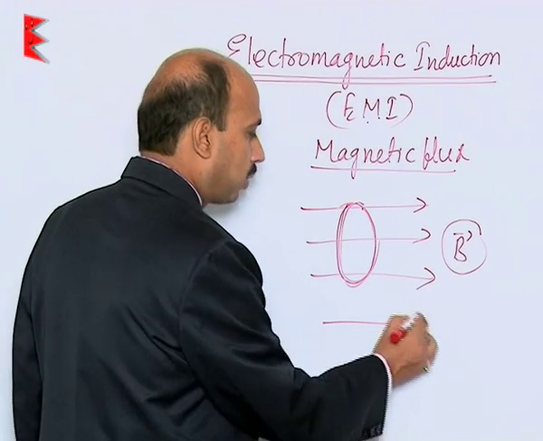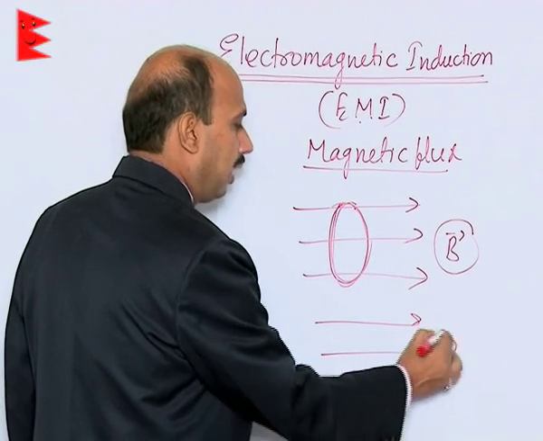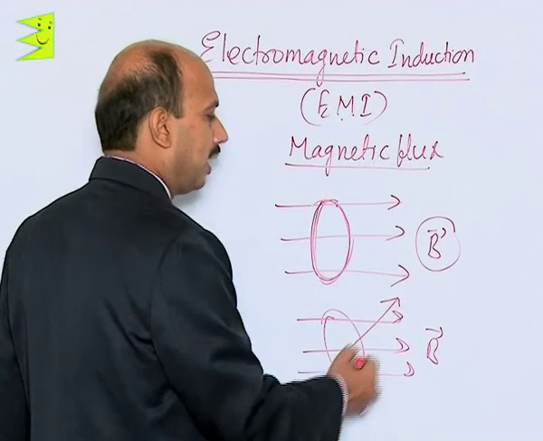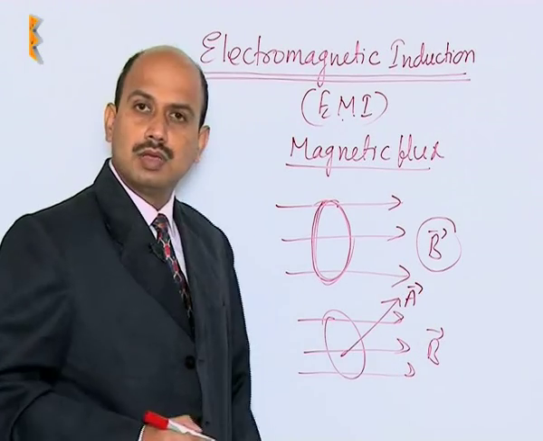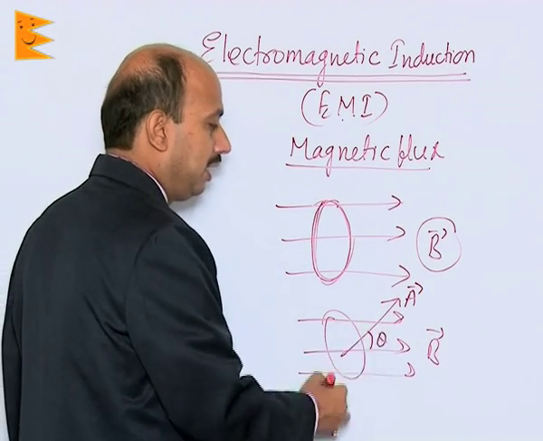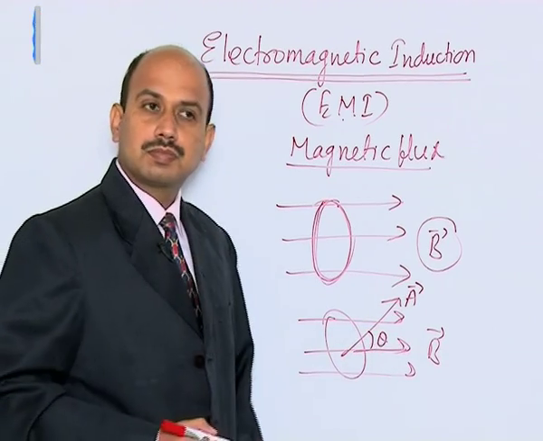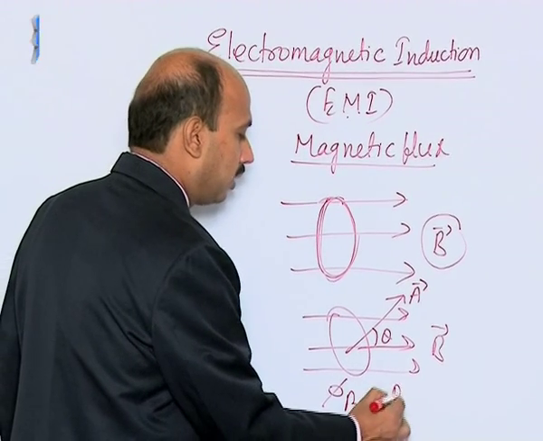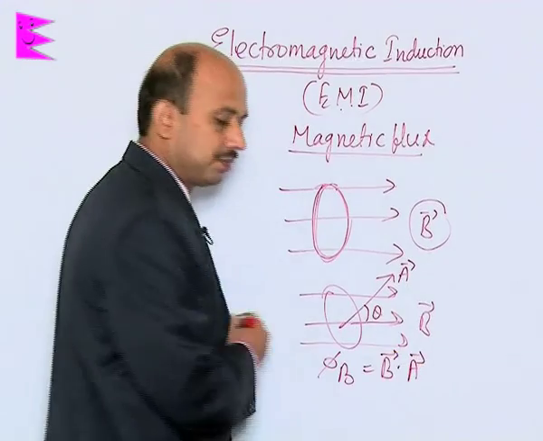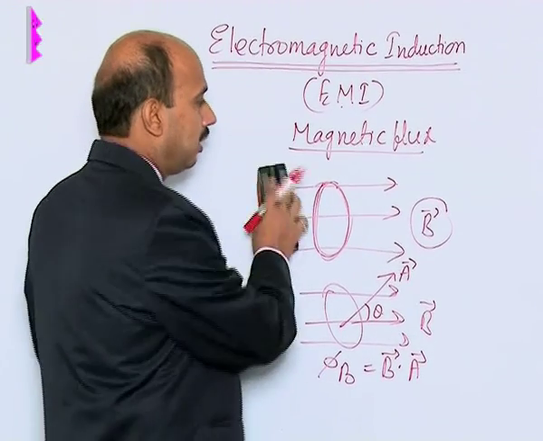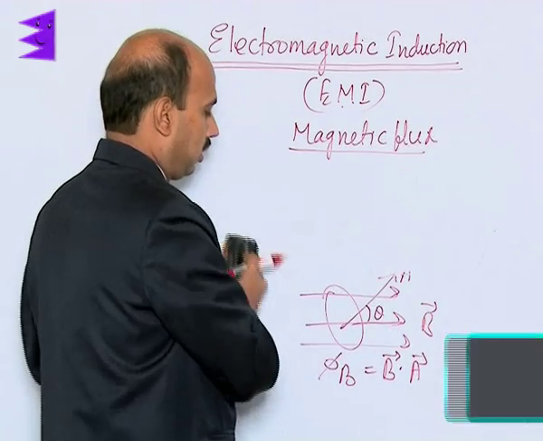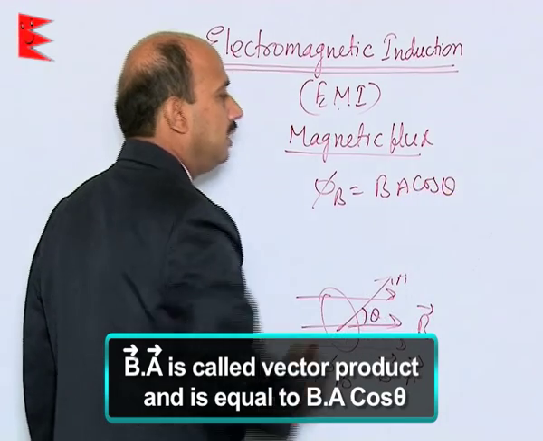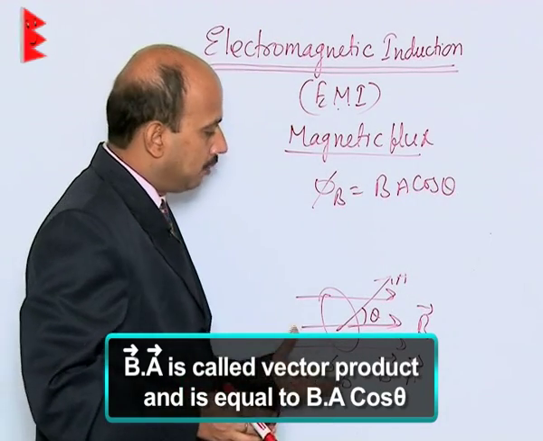Suppose the area vector of the coil is like this, which we can take as a vector A here. This angle is theta between the area vector of the coil and the magnetic field. Now, the magnetic flux through this area is defined as phi B is equal to vector B dot vector A. In this case we can write phi B is equal to B A cos theta. Theta is the angle between the area vector of the coil and the magnetic field.